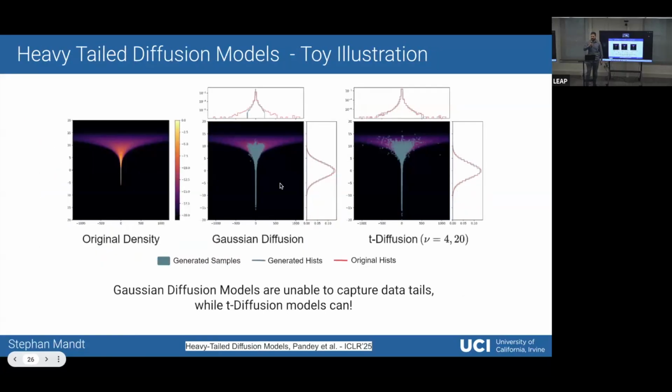Now, how well do these models capture, first of all, the toy data? What you see on the right-hand side is a particular fit with a heavy-tailed diffusion model. In this case, gamma was chosen to be either 4 or 20, and you see much better coverage of the tail statistics. You can see that particularly well on the marginals. So this really works: we do capture tail statistics with finitely many diffusion steps.